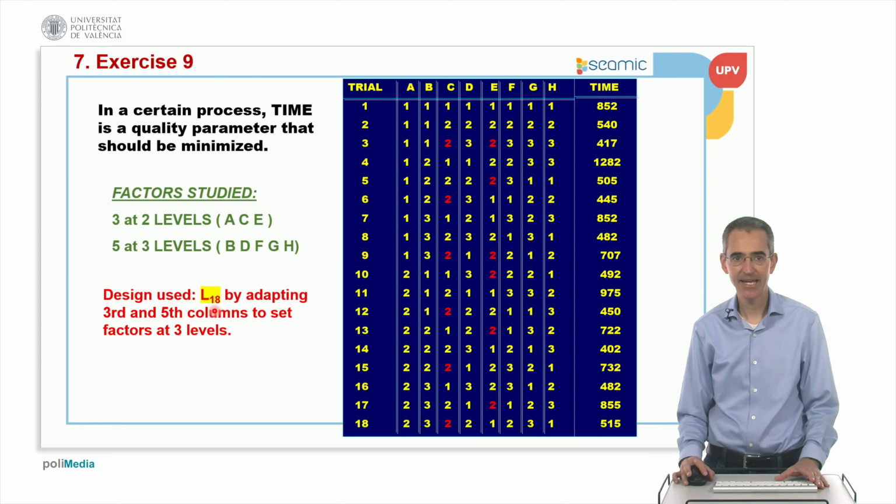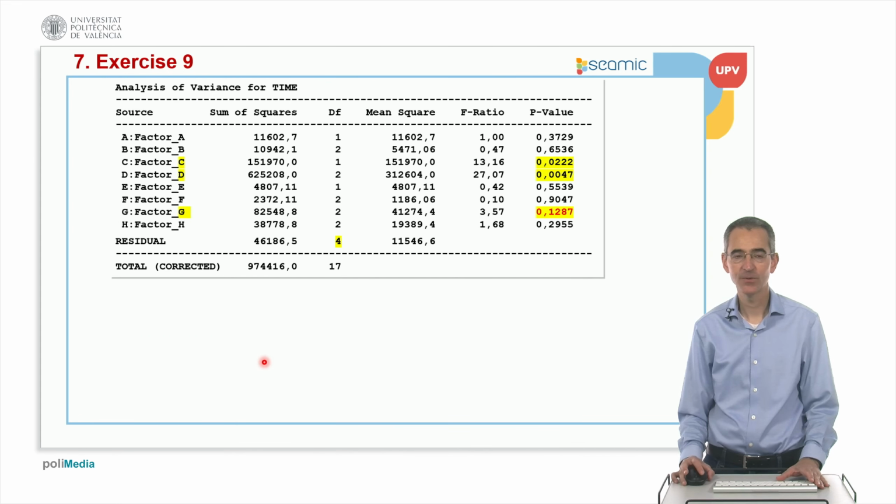So we take the L18 orthogonal array proposed by Taguchi, but we adapt the third column and the fifth column. So in here, instead of 3, we put a value 2, and here the same. Instead of 3, we put a value 2. So this is an easy way to adapt this L18 table of Taguchi for this experiment where these factors are at two levels. Okay, well, and this is the result that we get.